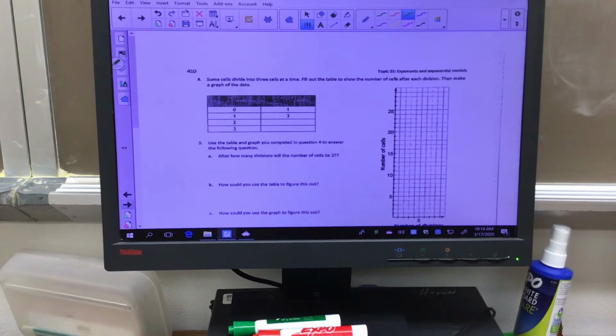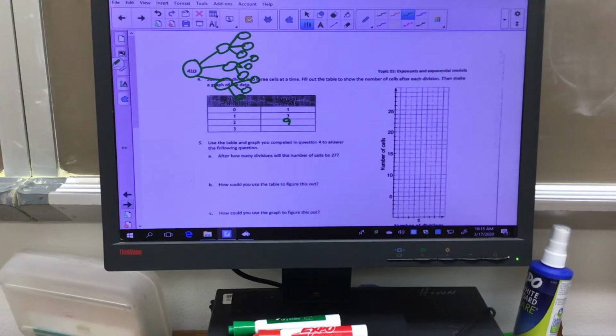Okay, so it says some cells divide into 3 cells at a time. Fill out the table to show the number of cells after each division. Then make a graph of the data. So now this one's going to be fun. I got my cell. It's going to break up into 3. 1 and 3. Each one of these is going to break up into 3. 1, 2, 3, 4, 5, 6, 7, 8, 9. Let's see if we can figure out the pattern.